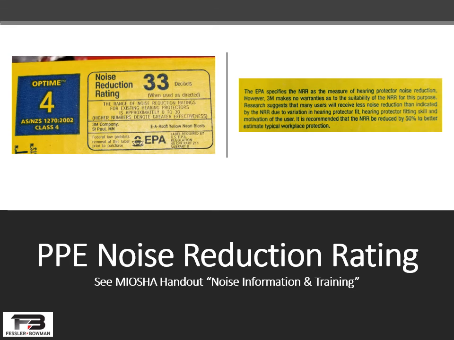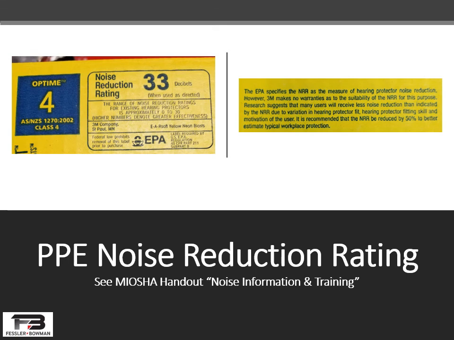PPE noise reduction ratings. NRRs can range from 18 decibels up to about 33 decibels and provide an estimate on how well the plugs or muffs reduce noise. However, lab reports have determined that this number does not accurately portray the level of protection that an employee would receive when used in the field. One method that can be used to more accurately determine the effectiveness of a plug's noise attenuation is to take the NRR number and subtract 7 decibels.